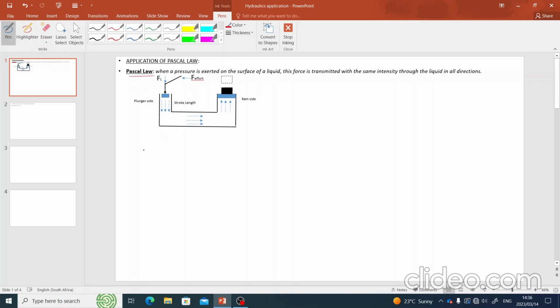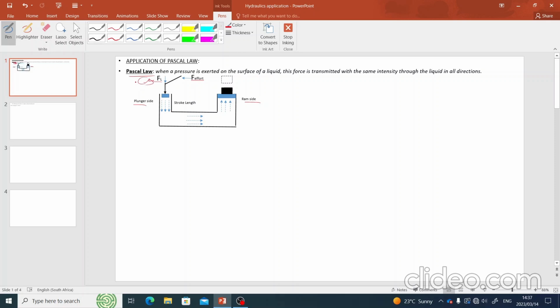Now, the fact that we are dealing with the application of your Pascal law using the hydraulic press, the small side of this hydraulic press is called the plunger side, and the big side is called the ram because it's doing the lifting. Now, on the plunger side, we are doing the pumping. We have the FL. The FL is the force from the equipment itself. Now, the FL is always affected by efficiency.